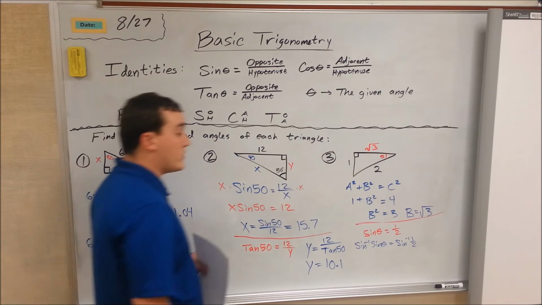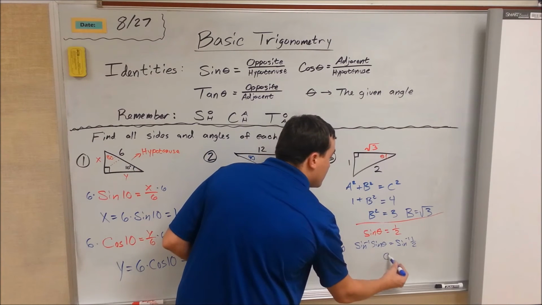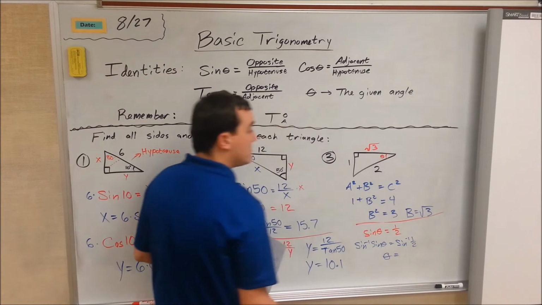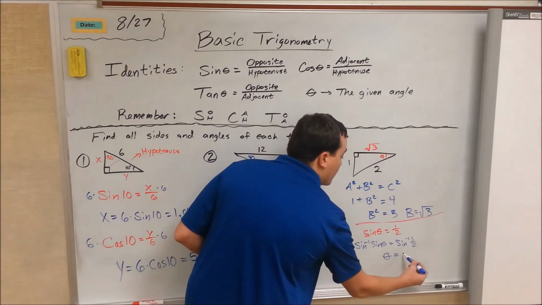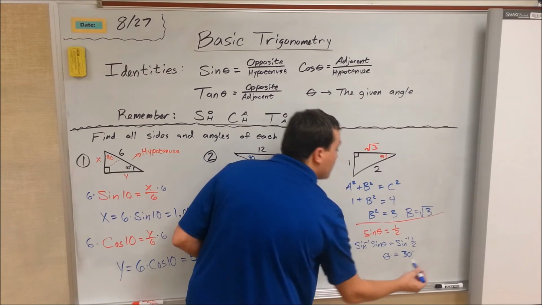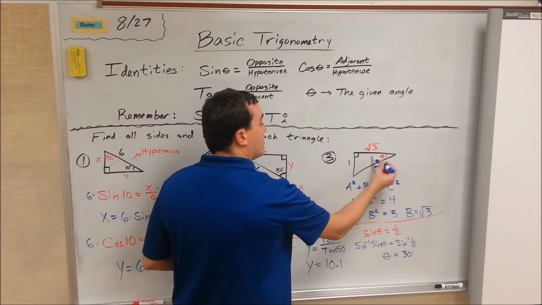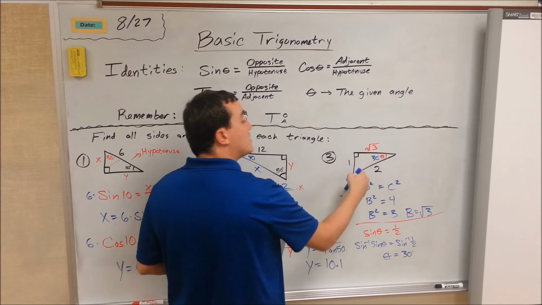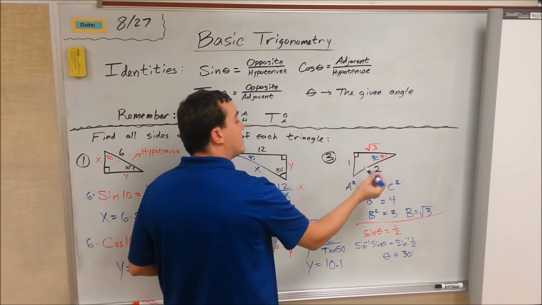And the inverse sine of 1/2 happens to be 30 degrees. So this theta is 30 degrees, which means we have a 30, 60, 90 triangle.